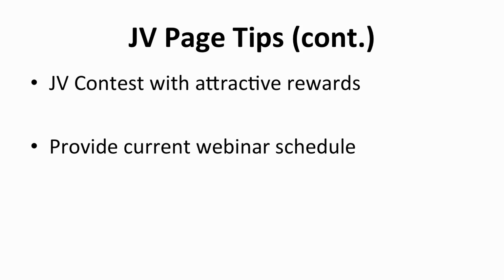This way, you can show them the empty slots that lack JVs. With the availability of the slots, your JVs can choose which dates to slot in their name, as well as to show them the people you're working with, as social proof to strengthen your credibility.